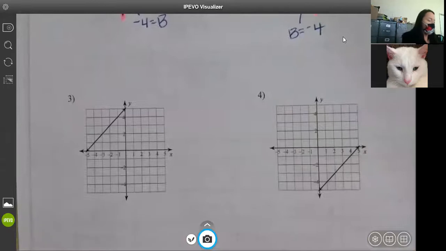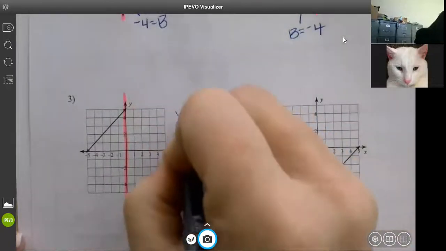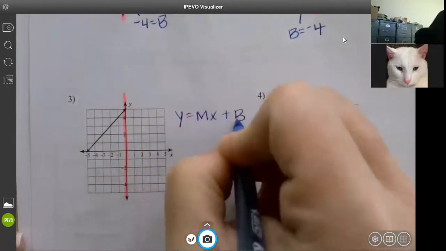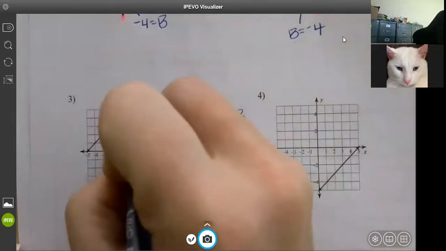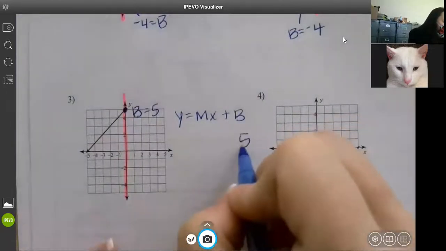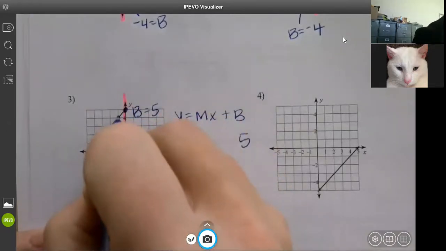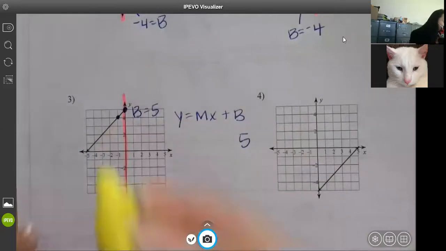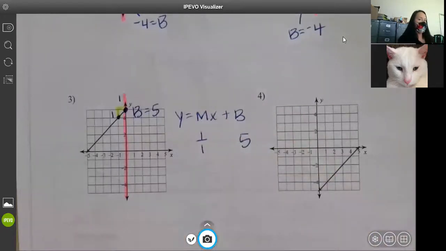Okay. All right, look at this one. Where does it cross the pink line? Five. It's okay. So our B is 5. And then we find 2 perfect points. So that was a good one. And actually the one right next to it is good. If you want to go further, you can. It doesn't matter. So what's our rise and our run? 1 and 1. So rise 1, run 1. Is it positive or negative? Positive. It's going up.